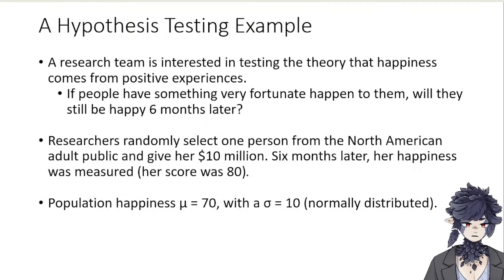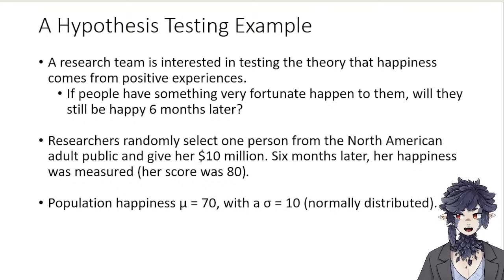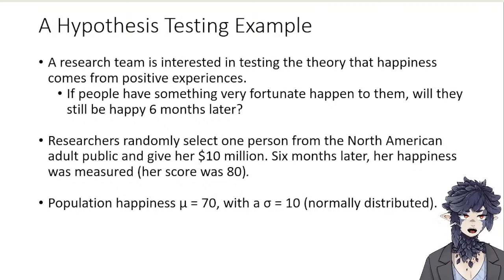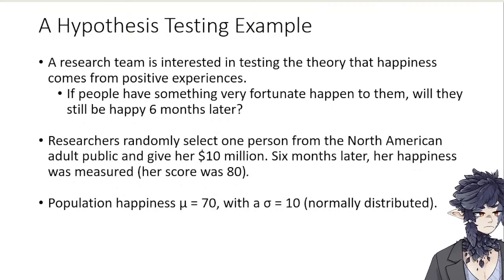Let's say on this measure of happiness, the population mean is 70, maybe it's out of 100, with a standard deviation of 10, and it's normally distributed. Half of people are below 70, half of people are above 70, most people are close to 70.